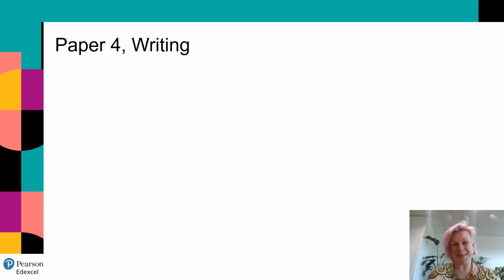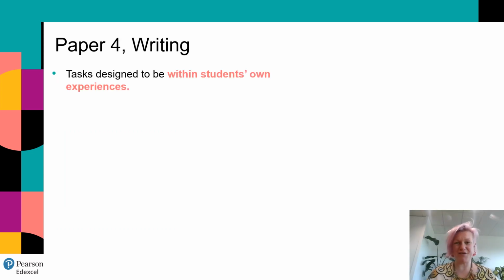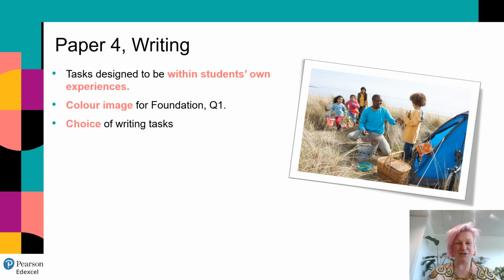The tasks in the writing paper are set within the students' own likely experiences because we want the questions to be accessible without there being barriers that could be related to a student's lack of cultural capital or lack of experiences. And we want them to be focused on showing us their language skills and not having to worry about using their imaginations. I've mentioned already the colour photo for the first question of the foundation tier, and I've mentioned the choice of writing tasks for all of the open response questions on both tiers has been retained.